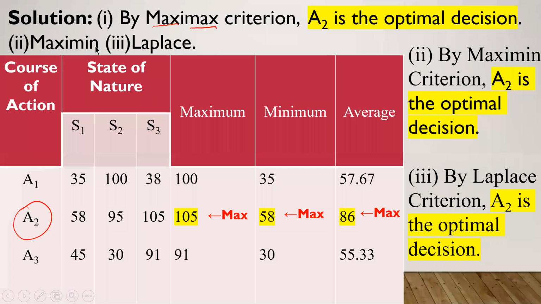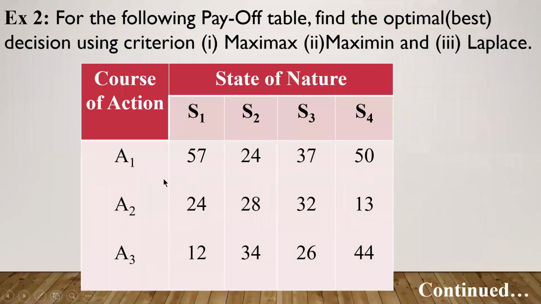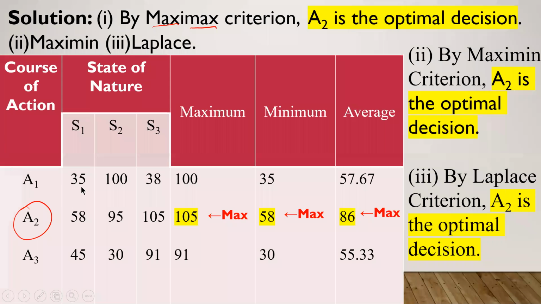Second criterion is Maximin. Okay? So you will take the minimum first. So I made a column for minimum. So out of these three figures, select the one which is the minimum. 35, 100, minimum is 35. 58, 95, 105, minimum is 58. 45, 30, 91, minimum is 30. Out of these minimum, select the maximum. So out of 35, 58 and 30, the maximum is 58.